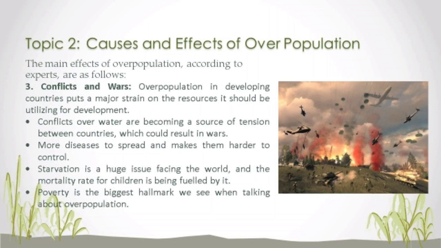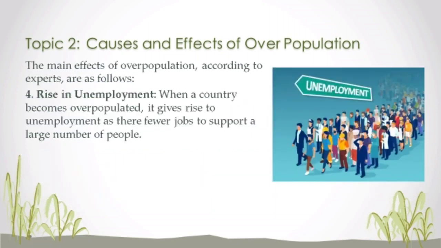Number four, effect of overpopulation is the rise in unemployment. When a country becomes overpopulated, it gives rise to unemployment, as there are fewer jobs to support a large number of people. Under this rise in unemployment is the rise in crime, as people will steal various items to feed their family and provide them basic amenities of life.